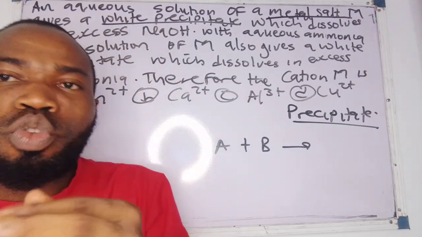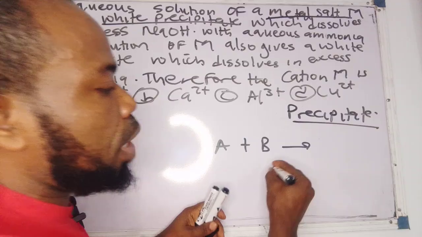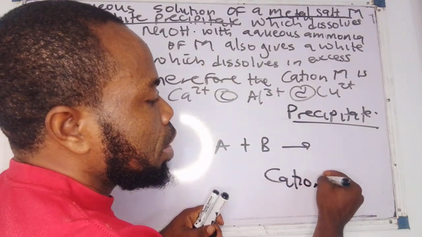So most of the time, to test for metallic ions, and you know that metallic ions are usually cations. Now, what are cations?